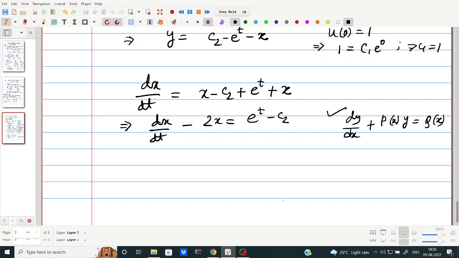Sir, through separation of variables we can try. No, it will be better to solve by integrating factor. You know integrating factor. Integrating factor is e to the power integral of p dx.